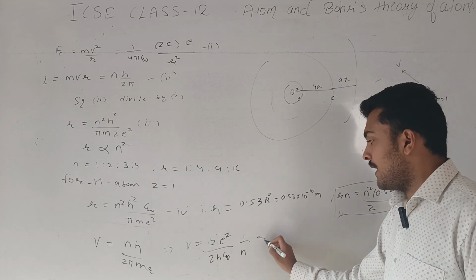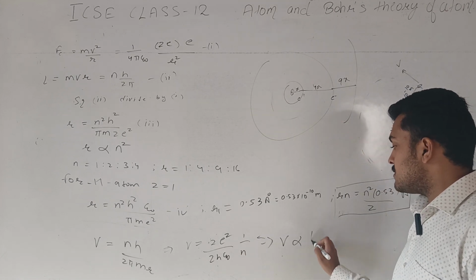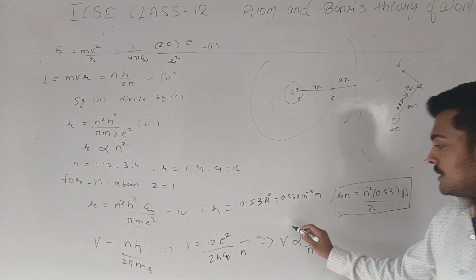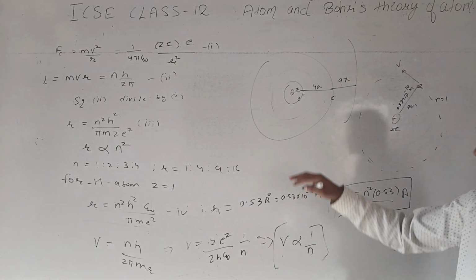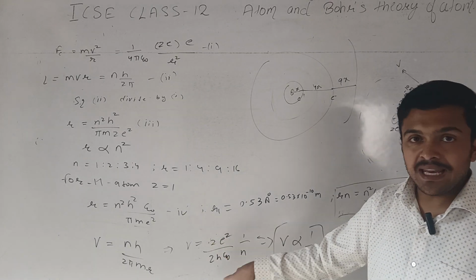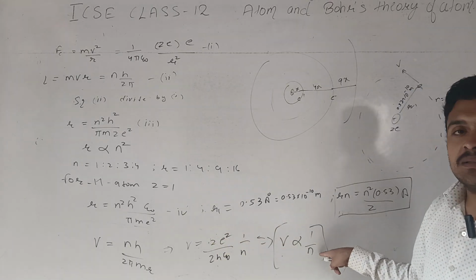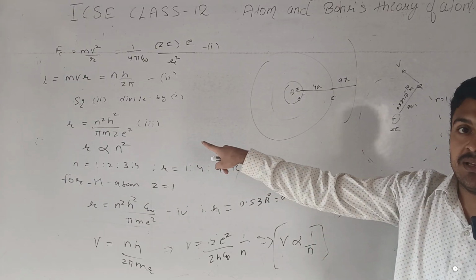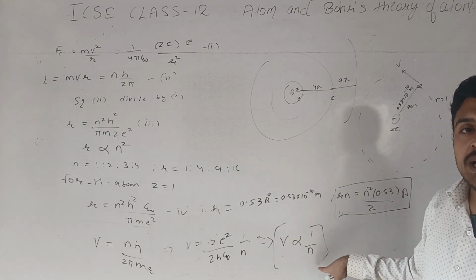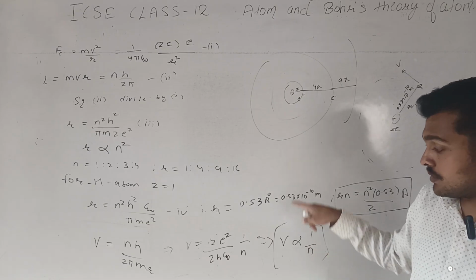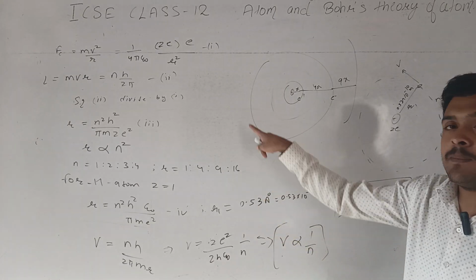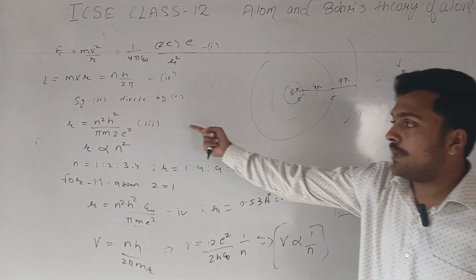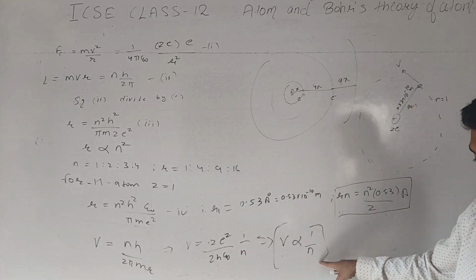So what is the relation? The final relation is v is inversely proportional to n. This is what we need to remember. There is no need to remember these derivations. What we want to remember is that v is inversely proportional to n and r is directly proportional to n squared. We do the derivations to know why, but this should always be in your mind: r is directly proportional to n squared and v is inversely proportional to n.